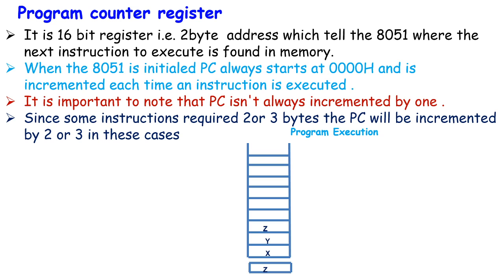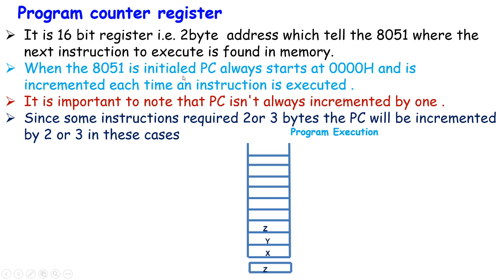In an exam, a question may be asked on this topic: what is the use of the program counter register? This register is used to address the next instruction which is to be executed, and where it is stored, that memory address is generated by this program counter register.